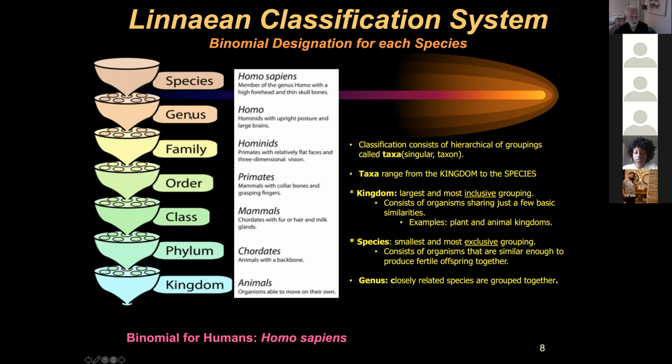Now we get to the real name, genus and species. They're called Homo, the genus, because they have an upright posture and large brains. And the species is sapiens, which means a member of the genus Homo that has a high forehead and thin skull bones. So this is the classification of humans. Every other known organism that's ever been described follows the same pattern, the same set of taxa.